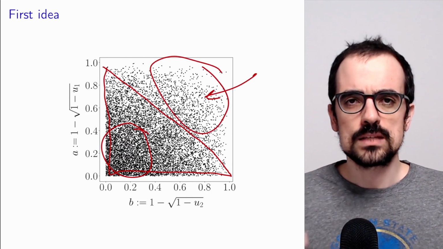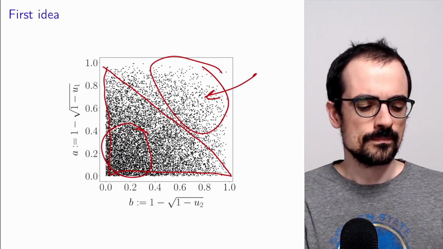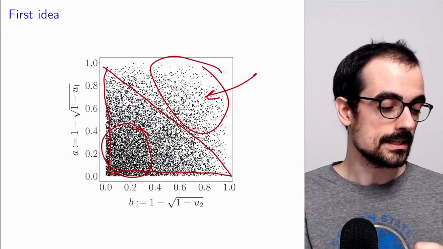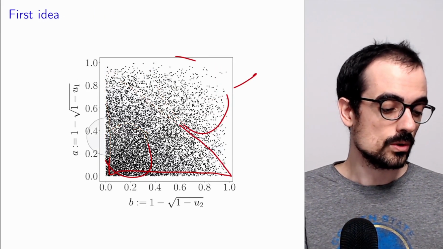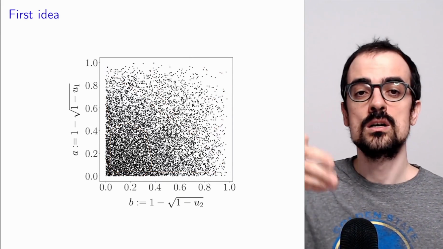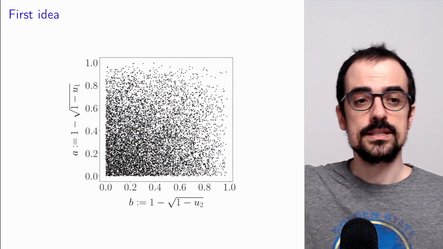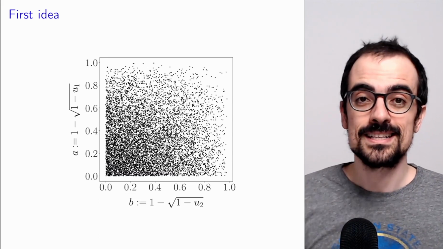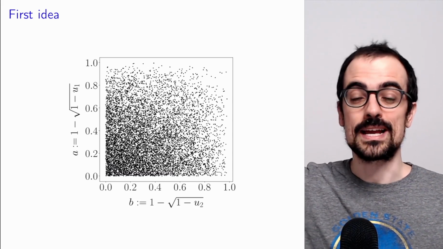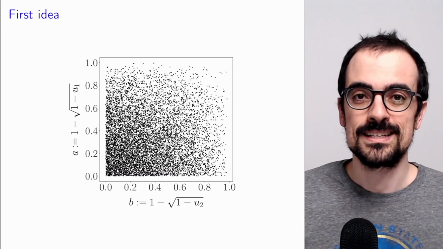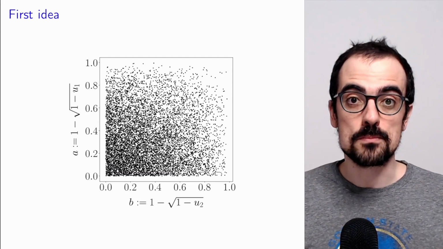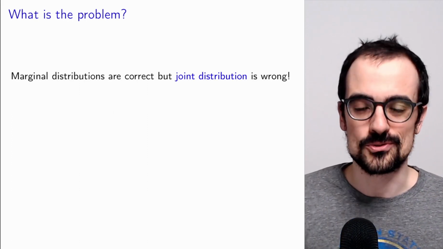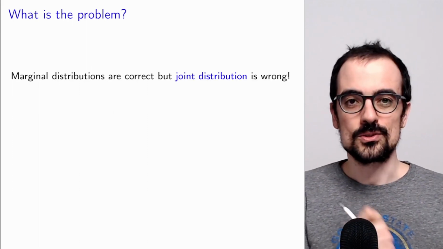What's going on is that we're generating the 2 samples separately. So the marginal distributions are correct. If you took these guys and you just looked at the vertical coordinate and did some kind of kernel density estimation or something like that, you would find that the marginal distribution is actually okay. It's this triangle that we derived. The marginal distribution is completely fine. Same for B. The problem is that the joint distribution is wrong. So what is going on?